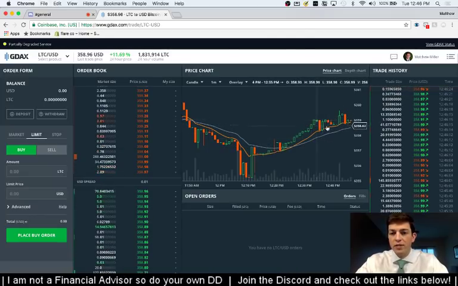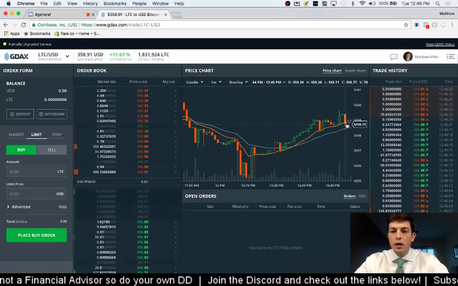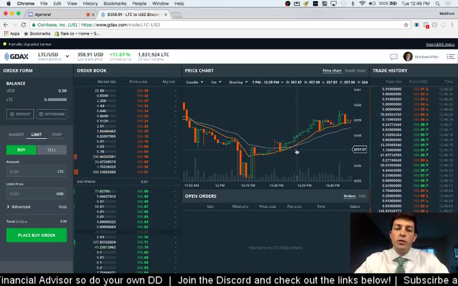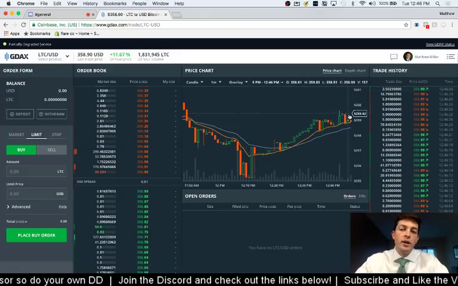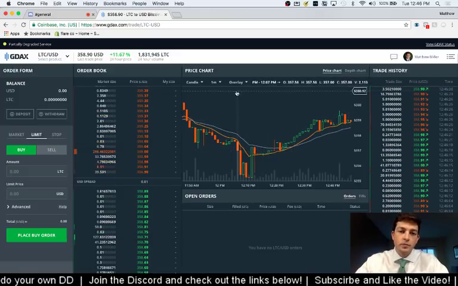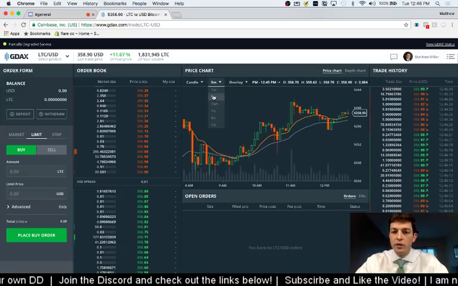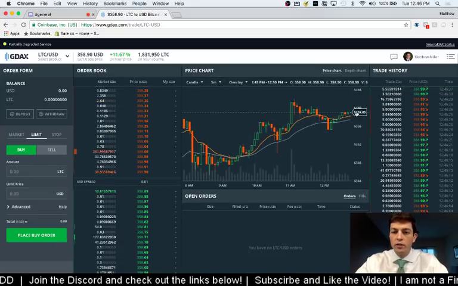You can see kind of like these little flags forming. So when you're trading, you generally want to buy the dips and sell at the highs, right? So right now this would be considered a high point. Now let's look at the 5 minute and see what's happening. It's still bullish on the 5 minute.